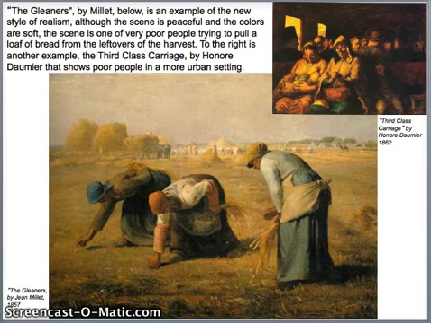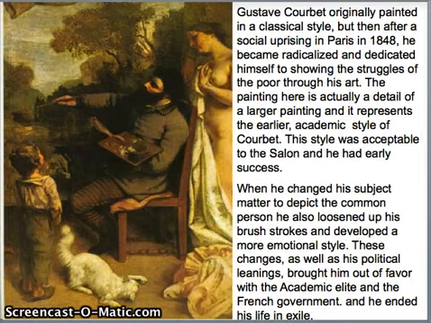Now let's look at a couple of more images here. Courbet, Gustave Courbet. He started painting in this classical academic style. But then he was part of a social uprising in Paris in 1848 and dedicated himself to showing the struggles of the poor through his art. This that we see here is a detail of a large painting of his studio that's actually like a genre painting. It's kind of like a story. All these things are going on. Now when he changed his style to depict the common person, he loosened up.